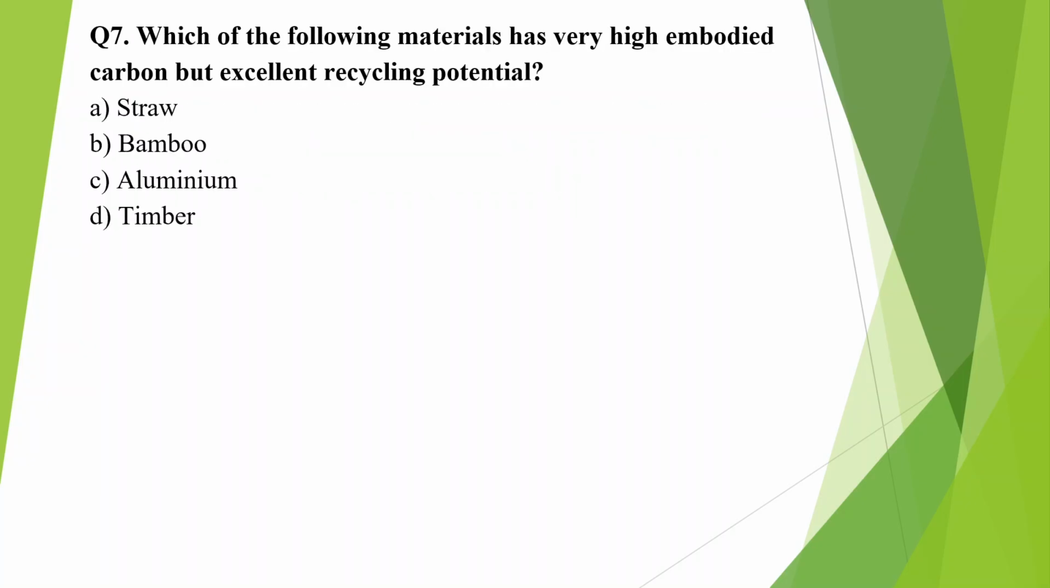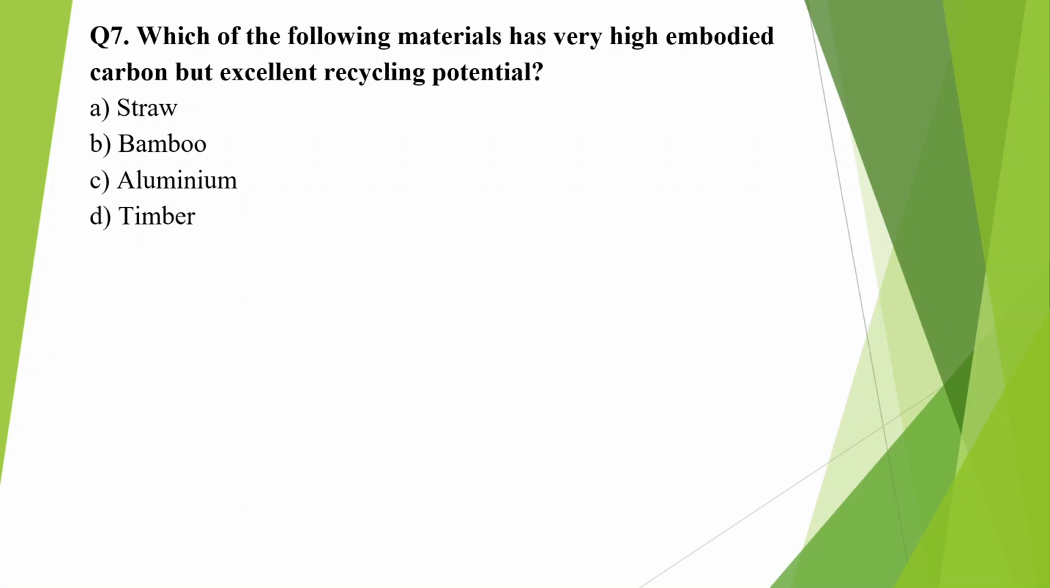So let's move to the seventh question then. Here's the seventh question for you all. Which of the following materials has high embodied carbon but excellent recycling potential? So it is talking about both. The material has high embodied carbon, but it also has excellent recycling potential.